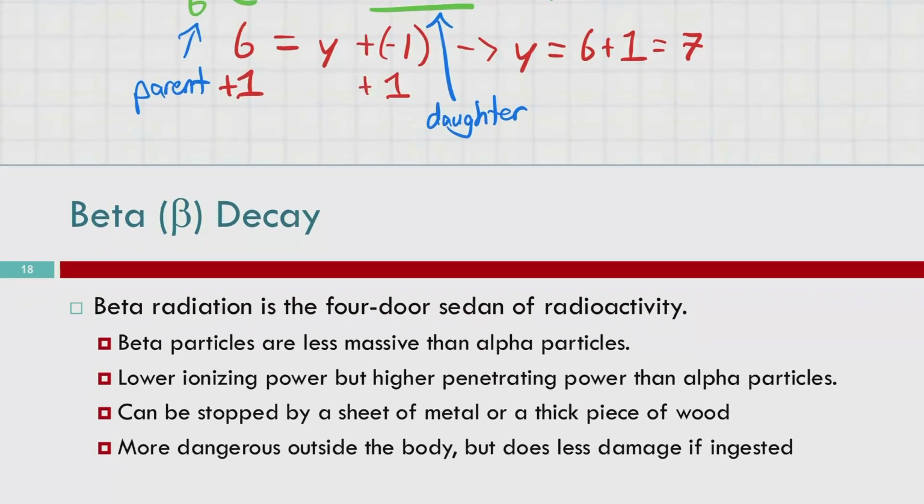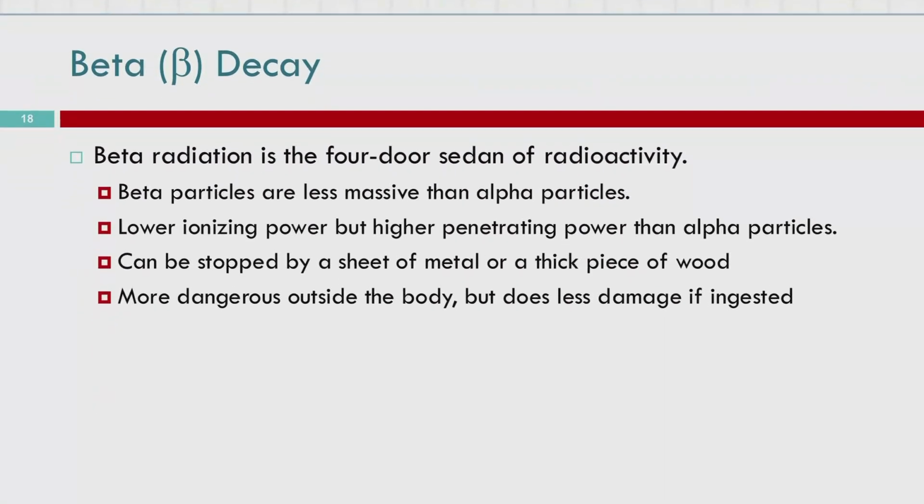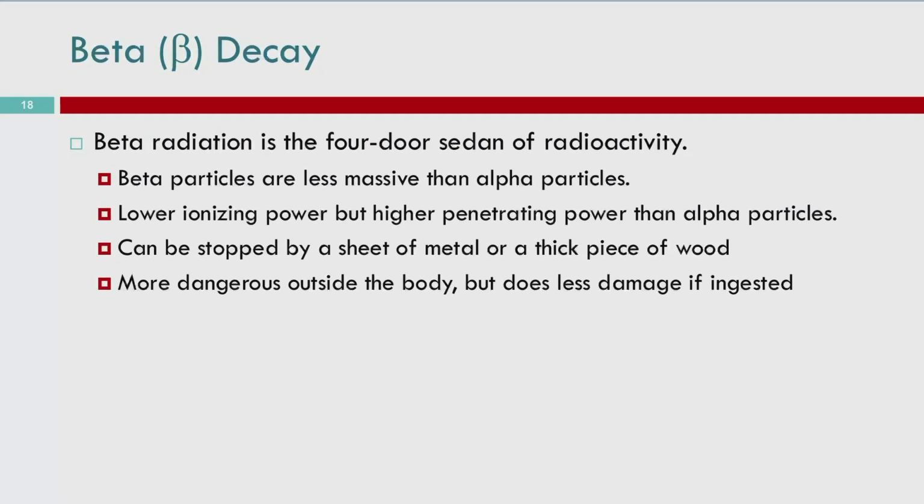All right, so thinking about beta decay in the world of our traffic analogy, this is our 4-door or 2-door, just any size of sedan of radioactivity. Beta particles are much less massive than alpha particles. They're about 8,000 times less massive. So a watermelon compared to 4 semi-trucks. They have lower ionizing power, but higher penetrating power compared to our alpha particles.